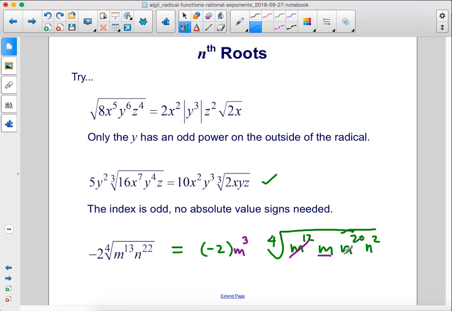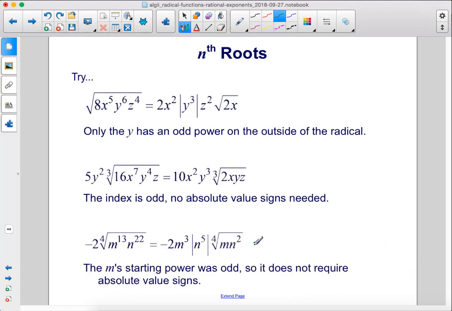All right, now we have n to the 20th, so we can cancel that out, put n out front, and 20 divided by 4 is 5. Now this is an odd exponent, so let's check and look. Originally we had an even exponent with an even index, and now it's odd, so we will need absolute value signs around that n. And then we have an n squared left over. So we have -2 times m to the 3rd times absolute value of n to the 5th times the 4th root of what's underlined, m and n squared. And there we go. And there's the answer.